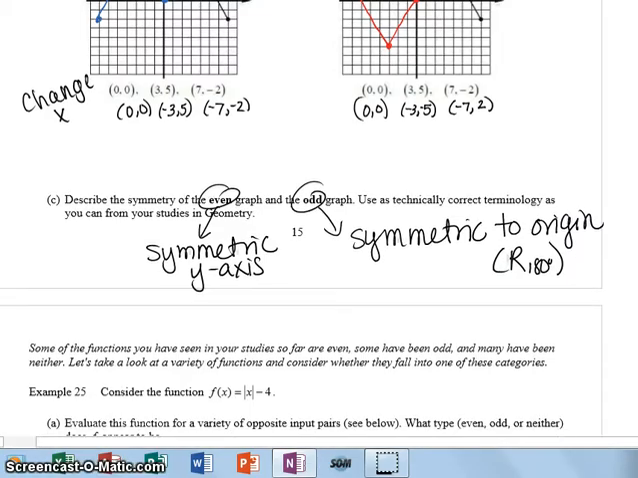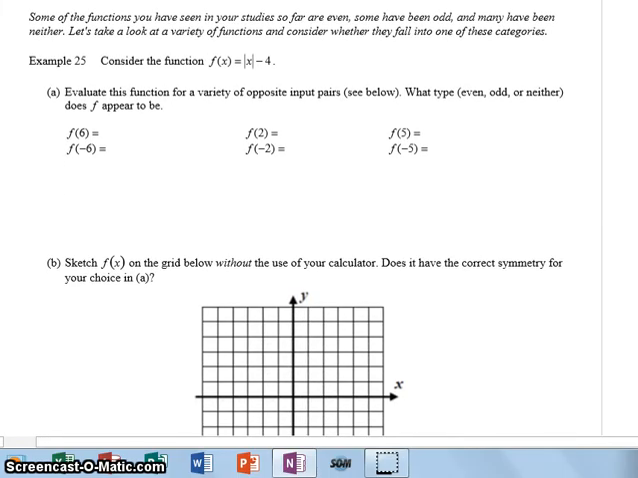Okay, next little page here, top of the next page. Some of the functions you have seen in your studies so far are even and some are odd, and many have been neither. Let's take a look at a variety of functions and consider whether they fall into these categories. So now, guys, remember, not every function is even or odd. It could be neither of them, okay? So looking at this, as soon as I see this, I know that I'm moving this whole graph. It's a vertical shift down 4.